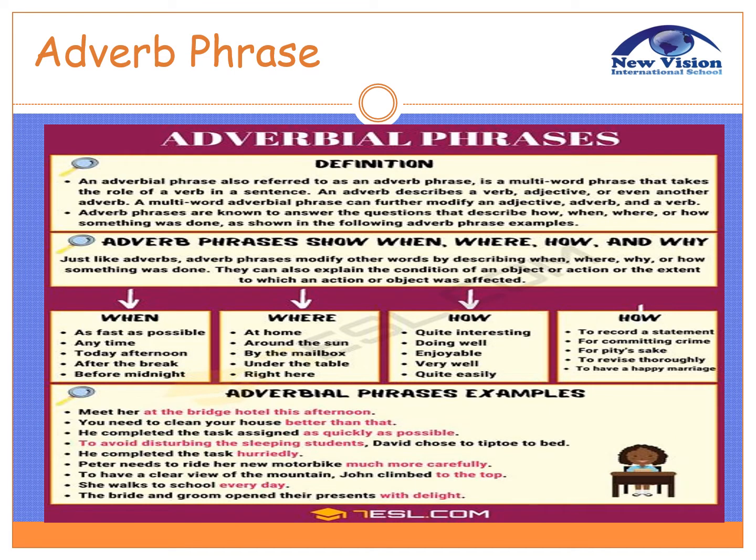Let's go to the second one, which is a prepositional phrase functioning as an adverb. By definition, an adverbial phrase, also referred to as an adverb phrase, is a multi-word phrase that takes the role of an adverb in a sentence. An adverb describes a verb, an adjective, or even another adverb. A multi-word adverbial phrase can further modify an adjective, adverb, or a verb. Adverb phrases are known to answer questions that describe how, when, where, or how often something was done, as shown in the following adverb phrase examples.